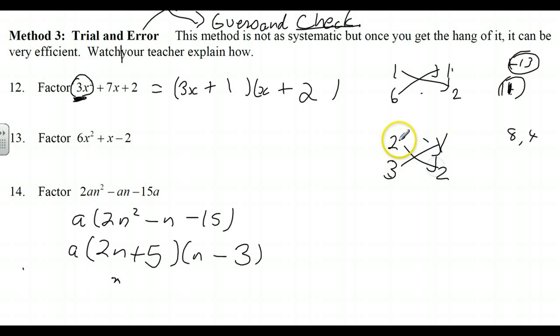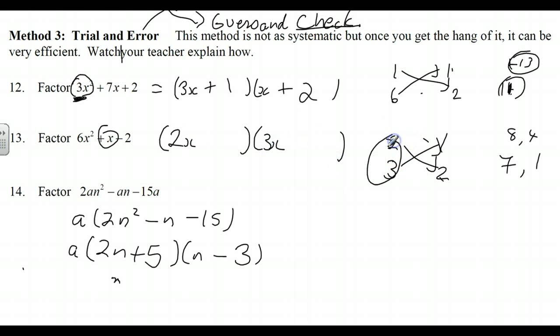Okay, so now we say, I know that it's 2x and 3x, right? These are your leading numbers. The 2 has to multiply the 2, and you don't multiply what you're in with, so the 2 has to multiply the 2. The 3 has to multiply the 1. I want a positive, so my outer and inner will be 4 and 3. I need plus 4 minus 3. 6x squared plus 4x minus 3x is plus 1x minus 2.